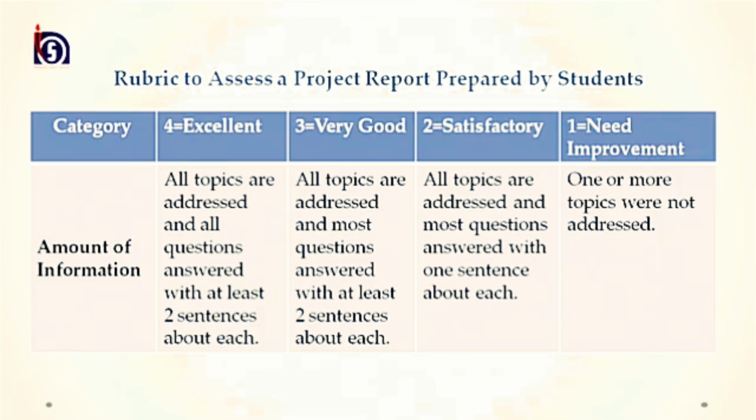3 would be given to a student in whose assignment all topics are addressed and most questions are answered with at least 2 sentences about each question. 2 would be given to a student in whose assignment all topics are addressed and most questions are answered with 1 sentence about each question. And 1 would be given to a student in whose assignment 1 or more topics were not addressed.